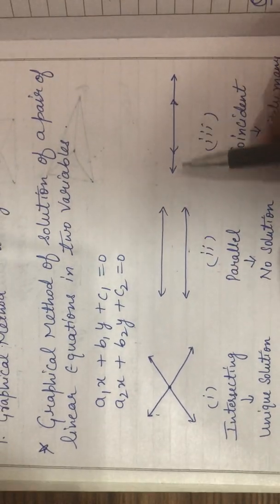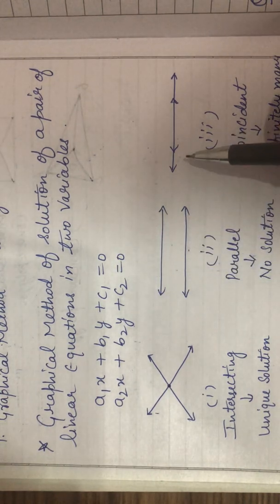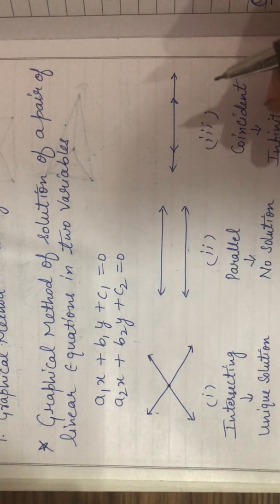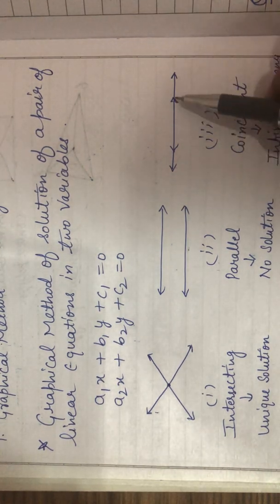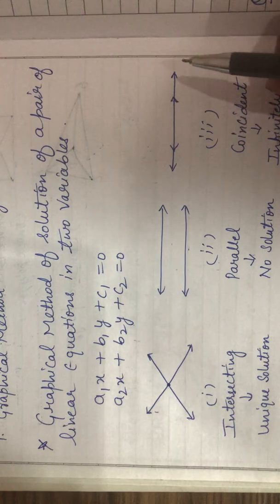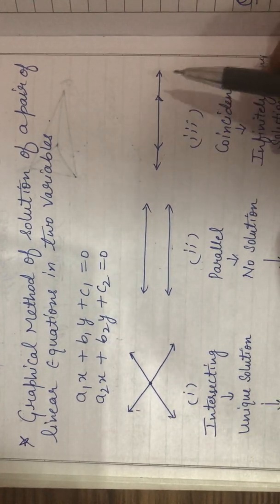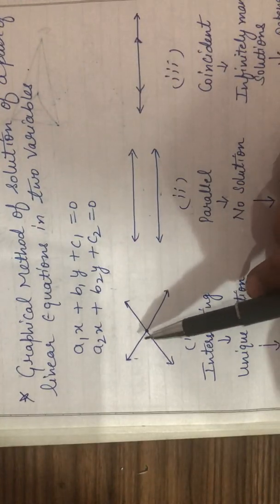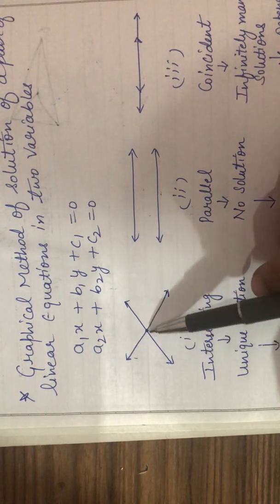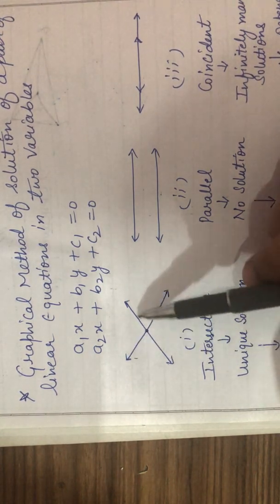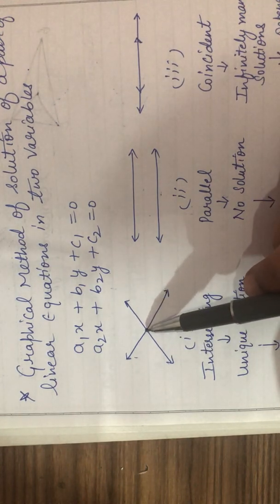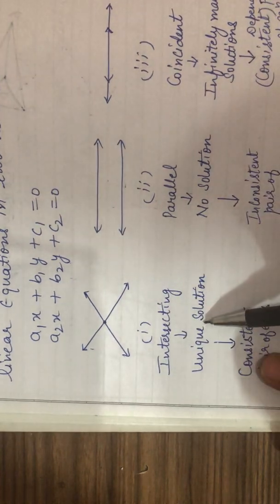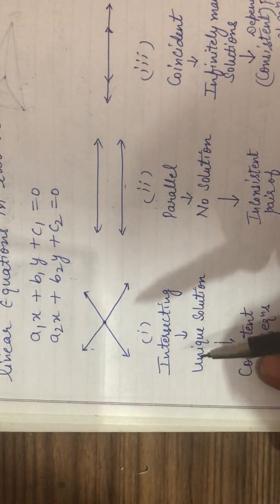And the third case is when we draw the graph of both equations, a linear equation in two variables has a straight line graph, and both the straight lines will coincide. Third possibility can be that they will be coincident. Now if both the lines are intersecting, you can see they intersect at one unique point, and it means intersecting lines will have a unique solution. Unique means exactly one solution.